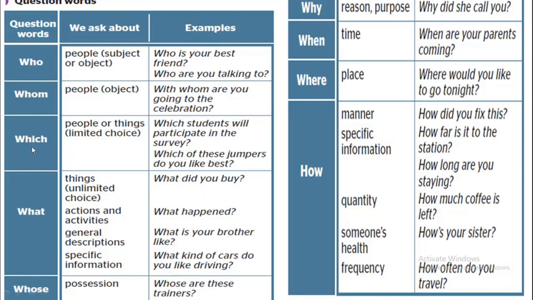Which is used for both people and things with a limited choice. Which students will participate in the survey? Or which of these jumpers do you like best? The next question word is what, and it is used to ask about things for unlimited choices, actions and activities, general descriptions, and specific information, and you have many examples.